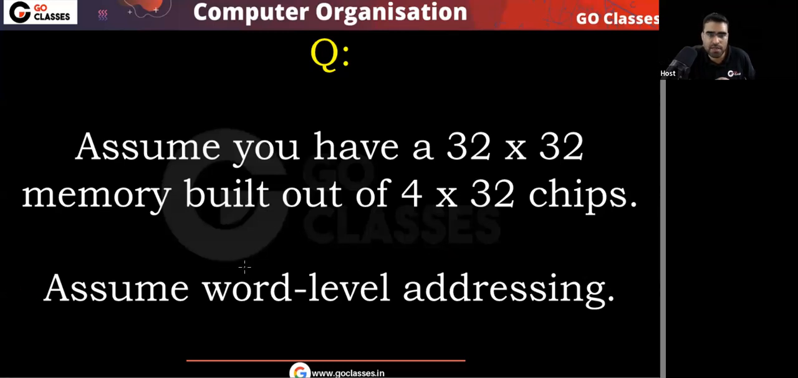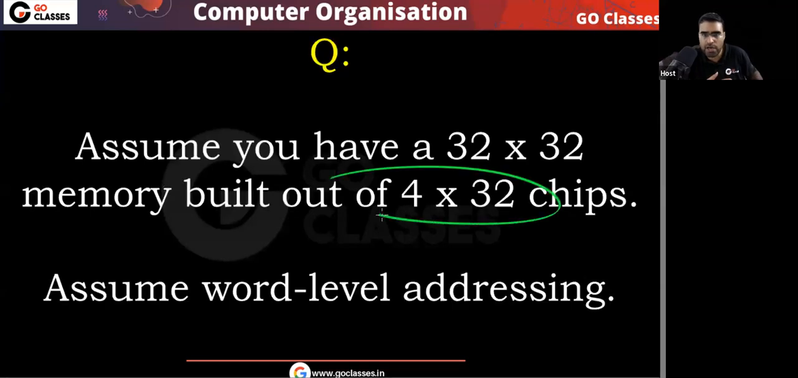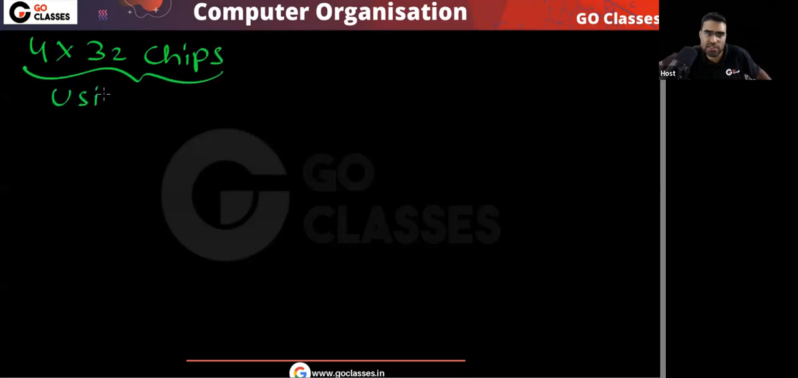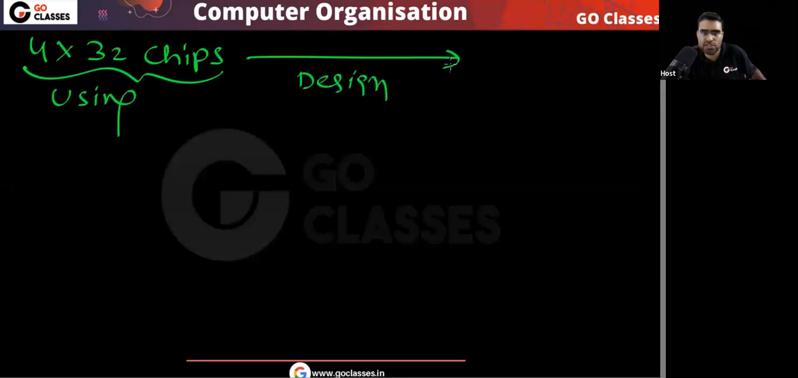First of all, you tell me, is this an example of vertical expansion or horizontal expansion? You have 4 by 32 chips. These are the chips that you have. Using these chips, what do you want to design? You want to design a 32 by 32 chip. Clear? So this is the example of vertical expansion.